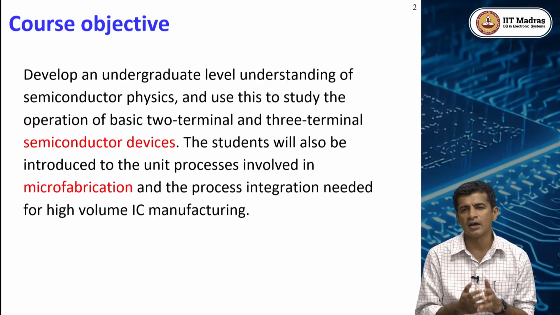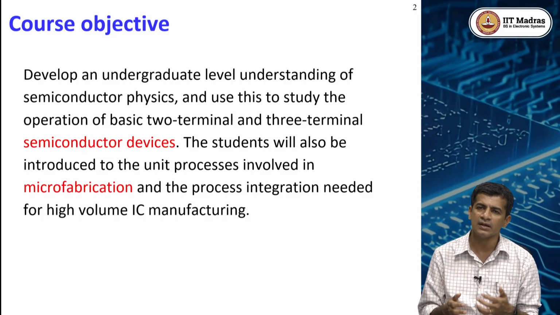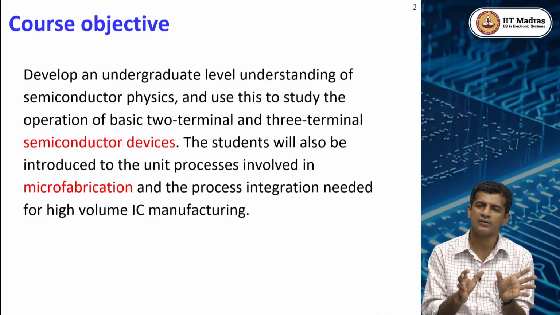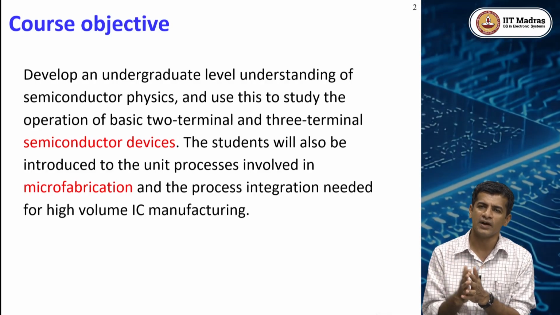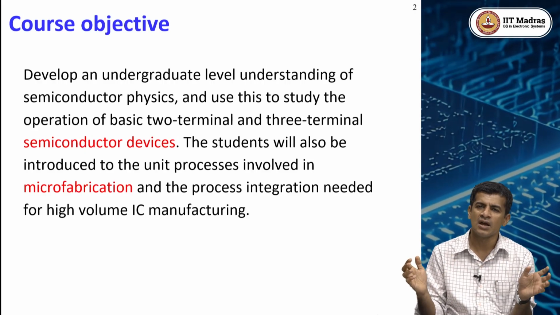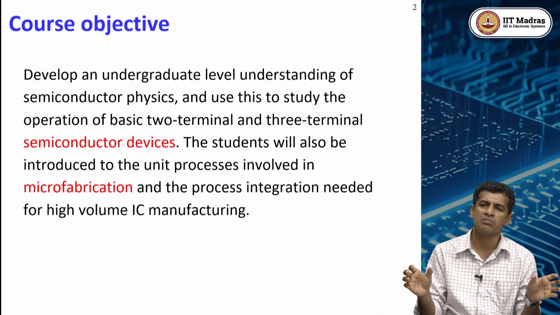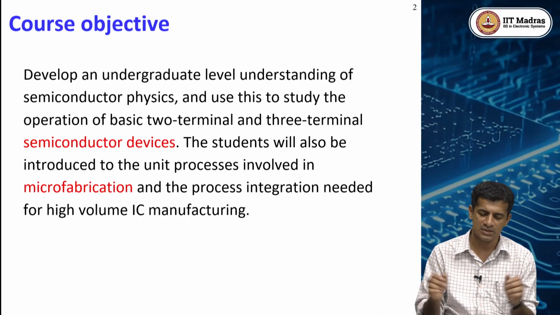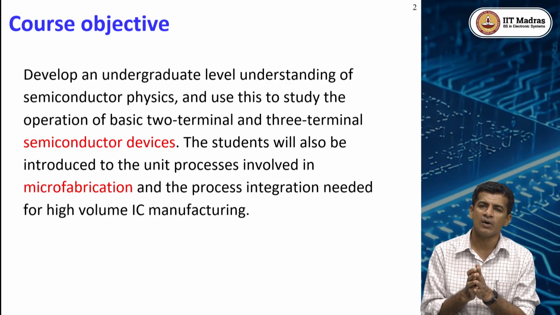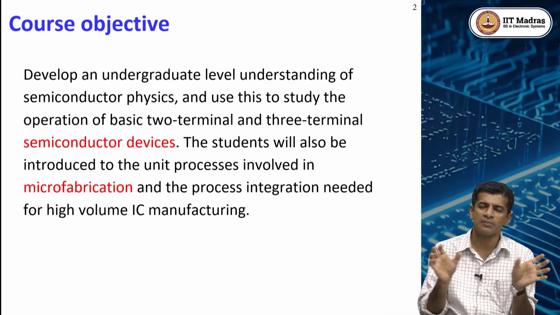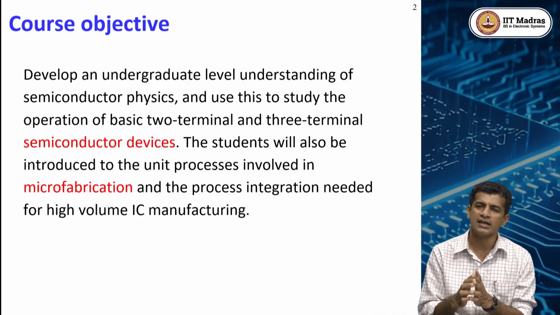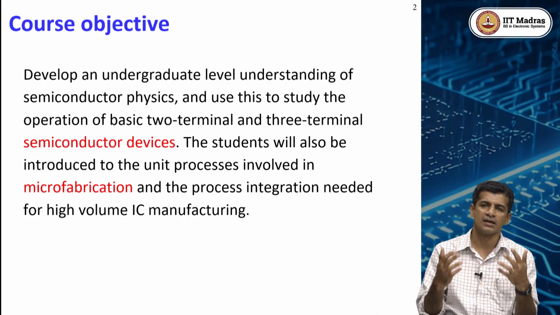Also in this course, we introduce you to the unit process. One is about the device, the other is about how you manufacture this device. This manufacturing process is actually a very complex process, but it can be broken down into different unit process steps. Once you understand the unit process steps, you can stitch them together to develop different structures and different semiconductor devices. That is what is being done in a semiconductor fabrication plant.